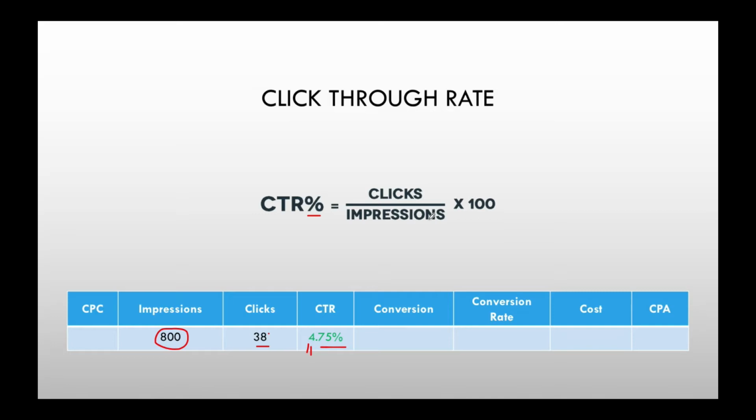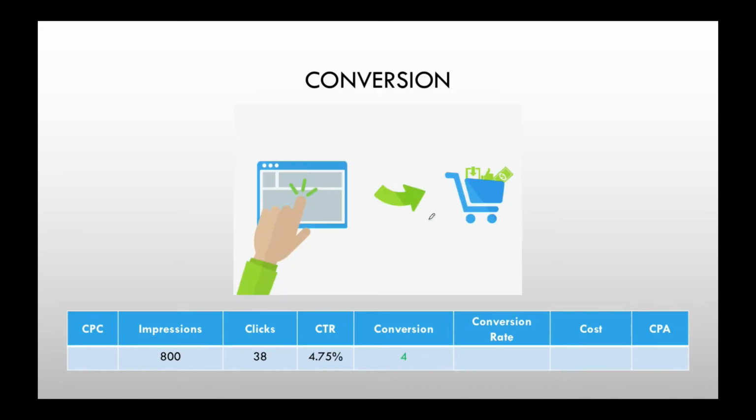Let us look at some other metrics. Then we have conversion. So basically, as I said, the conversions or the definition of conversion would be different for different types of businesses. For example, conversion for an e-commerce business would be sale. A sale can be attributed as a conversion. It will be called as a conversion when someone purchases a product.